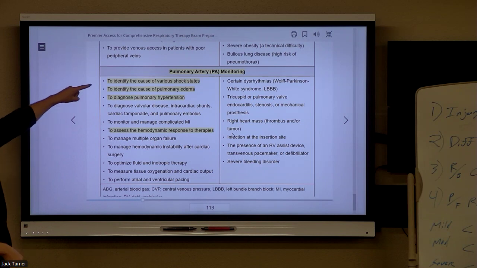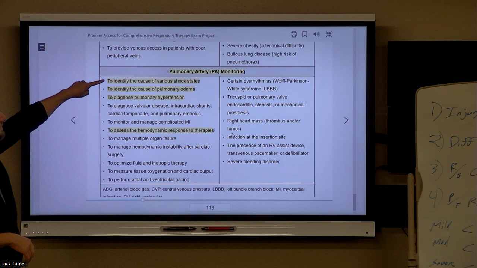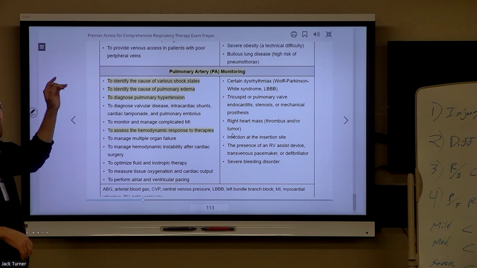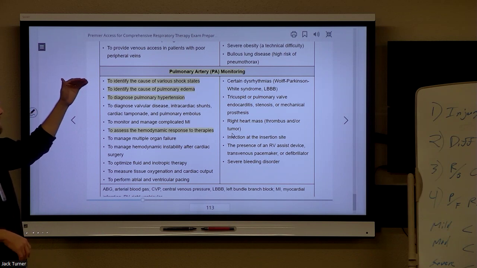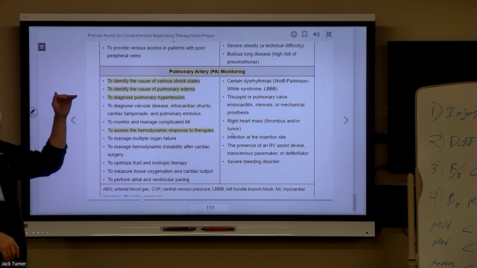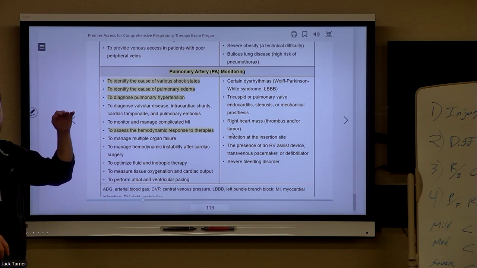And then to identify the causes of various types of shock. So what that means is there's really only one place to get a true mixed venous gas, correct? And that is where?